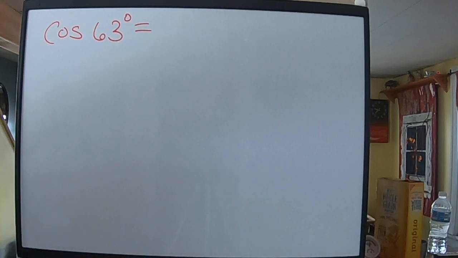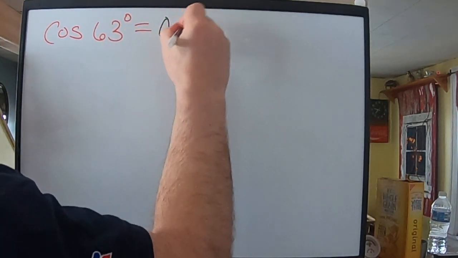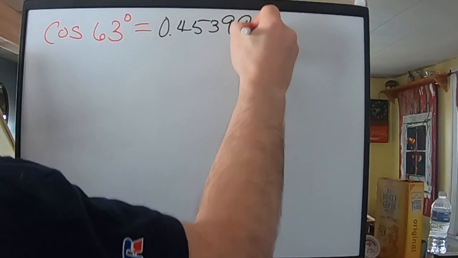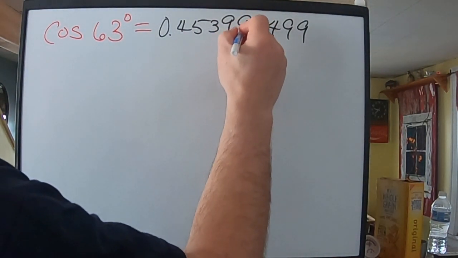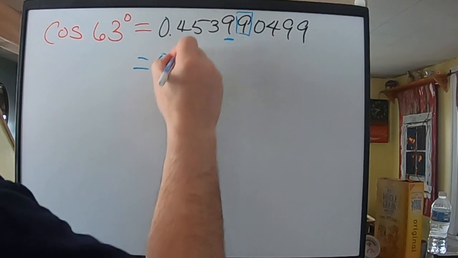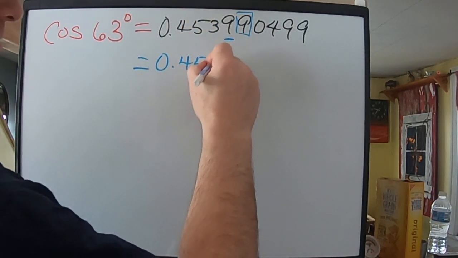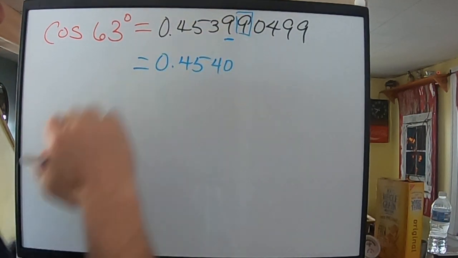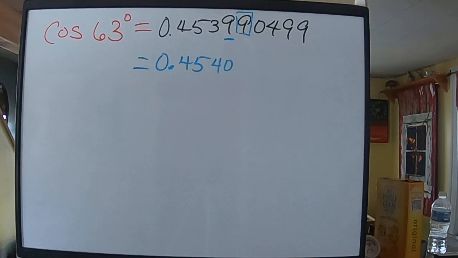So when you do that, that's what you get. Well, that's great, except we only want it to 4 decimal places. There's 4 decimal places. When I look at this one to round it, that makes this go up by 1. So it's 0.45. Now, because that went up by 1, that pushes this up 1. So 39 becomes 40. And there's your value of cosine of 63 degrees.